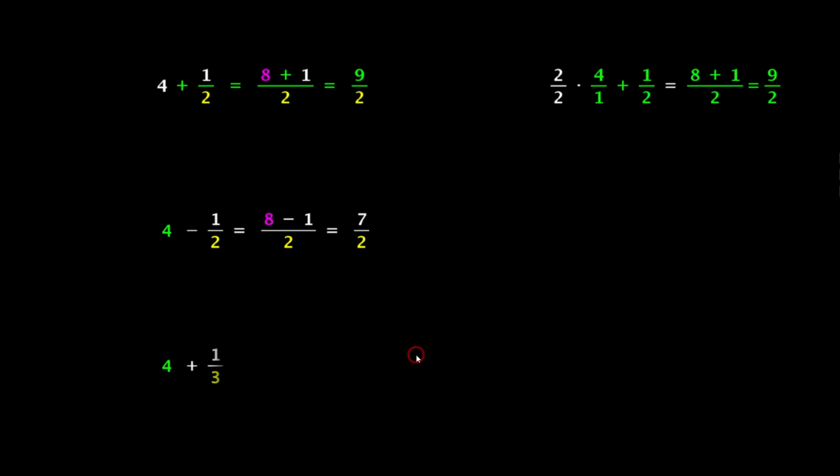Next one. 4 plus 1/3. Is it going to be 4 times 3, 12, plus 1, 13 on the top? Obviously 3 is going to be on the bottom. So we use the positive sign and the 1/3. That number is just 4 times 3, which is 12. Yes, it's going to be 13 over 3. Very easily done.